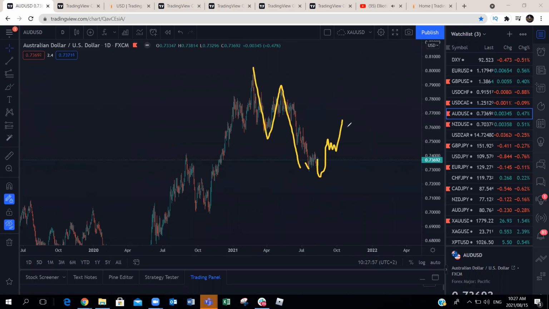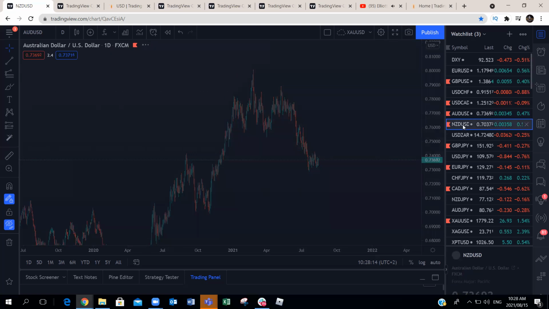Even if it's a 3-wave move, that will take us back to the 50% of this whole move. That's what we're going to be looking at here. So let's watch Aussie US dollar for a reversal at current levels in the next coming sessions to give us a structure like this. Right, so that's what we have here on Aussie US dollar.